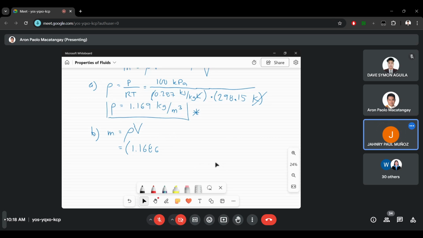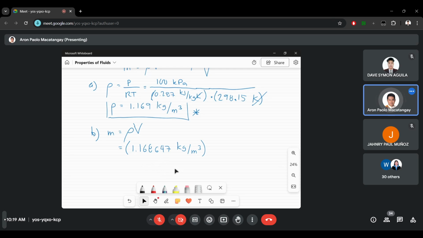86468461 po. 168647. So that's six decimal places. Tama ba? Opo, sir. So this is kilogram per cubic meter. So that's our density in its full form. Okay, so 1.169 is the final form, but the full form is 168647.